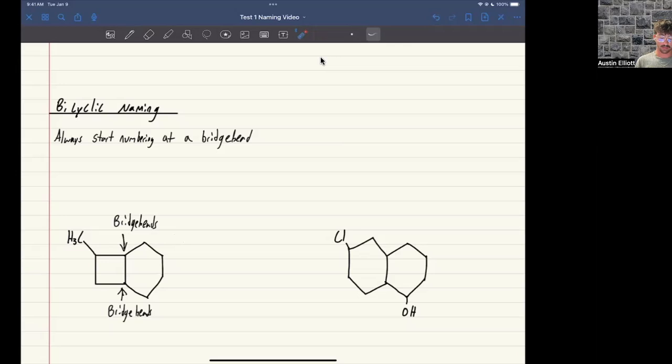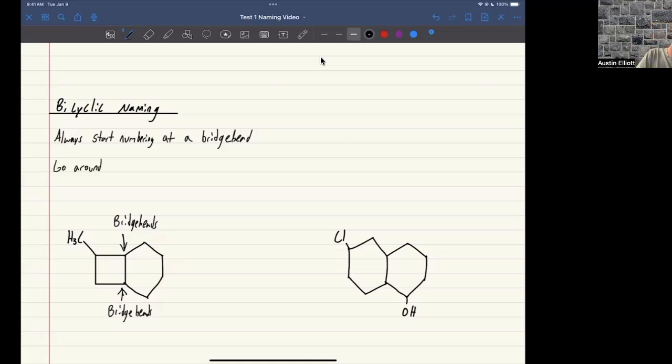Now with that, you also can't go like 1, 2, 3, 4. You always have to go around the largest ring first. So in this case, you would go around this ring before the smaller ring. But while doing that, you also want to make sure you're looking at the groups and try to keep the lowest numbering system overall.